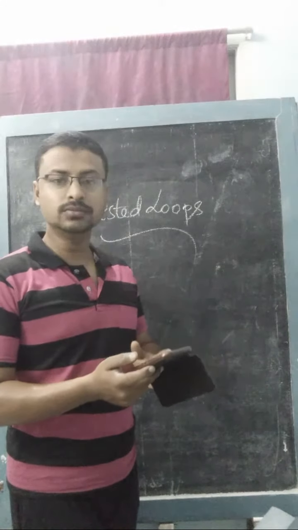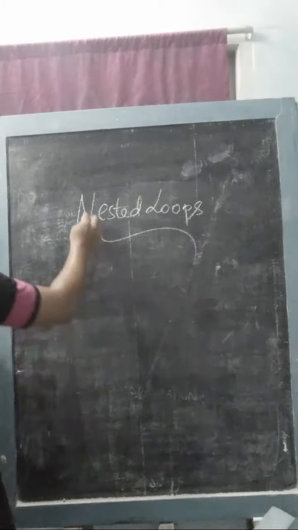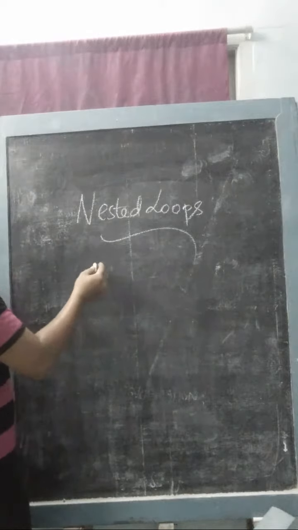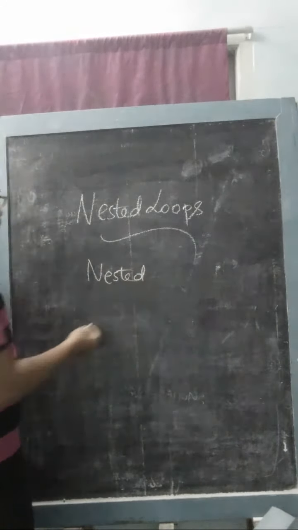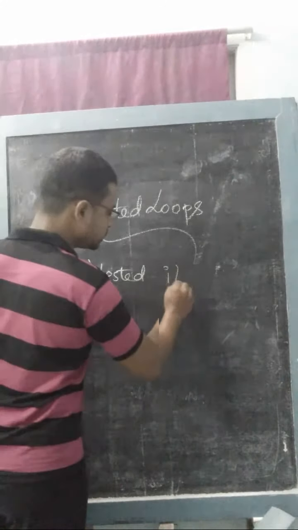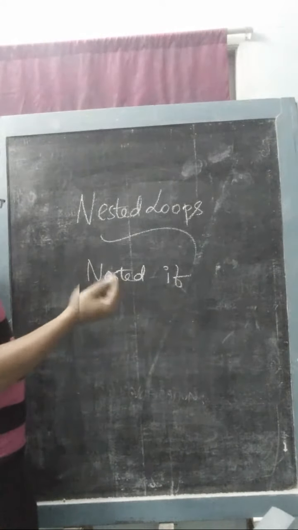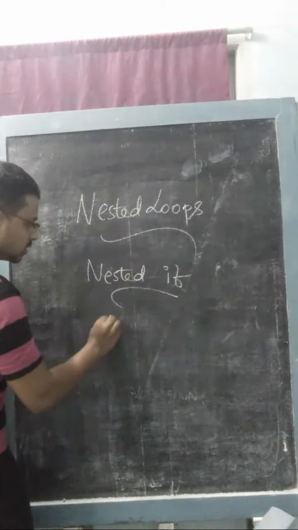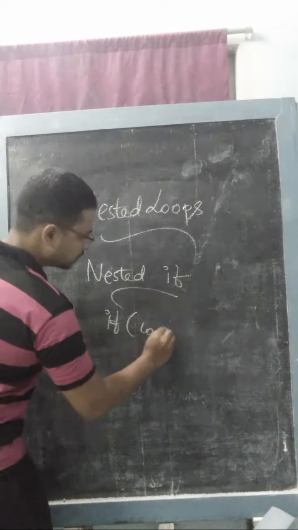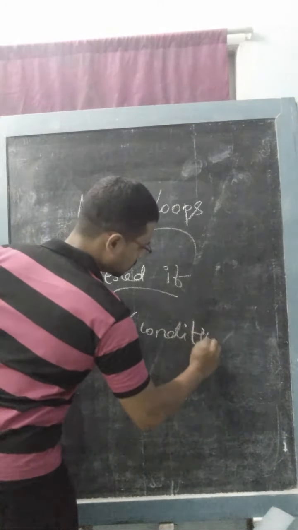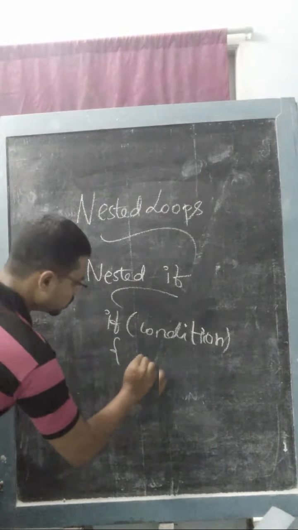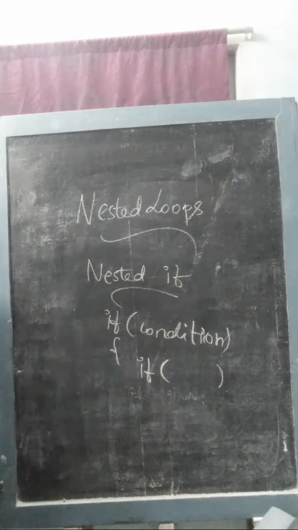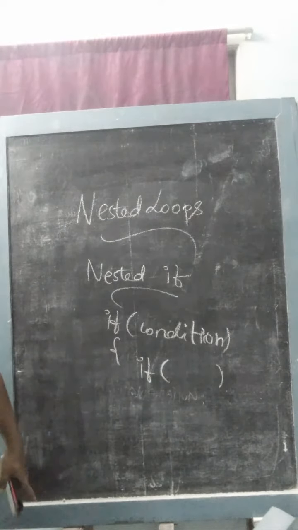Shall we start now? Okay. For nested loops, you already studied nested if. You already studied the nested if concept. An if inside another if is called nested if. So if the condition is true, another if statement will be inside the if statement.